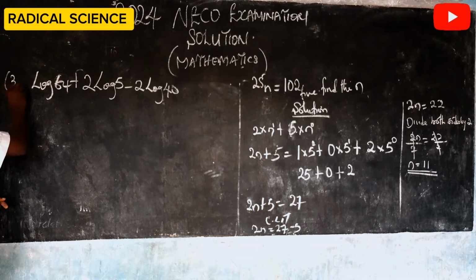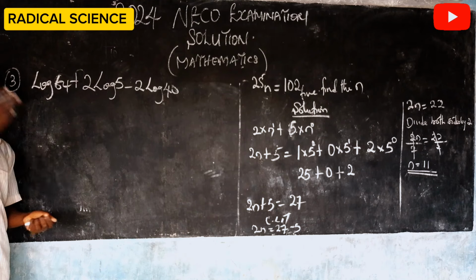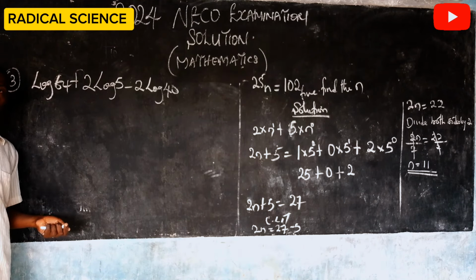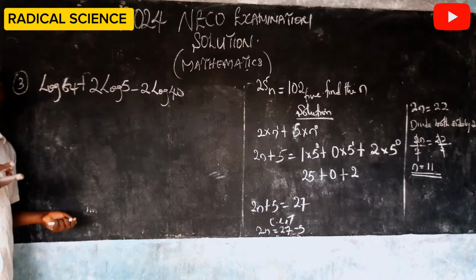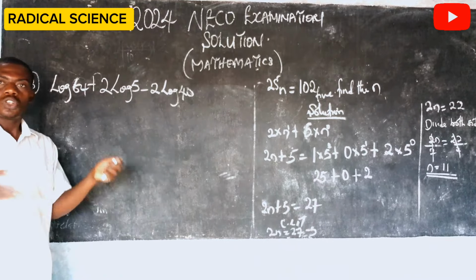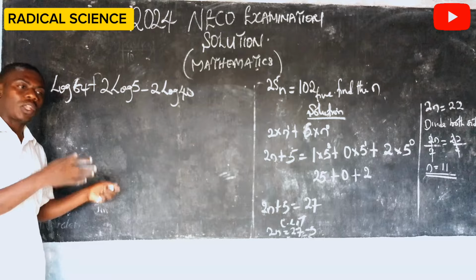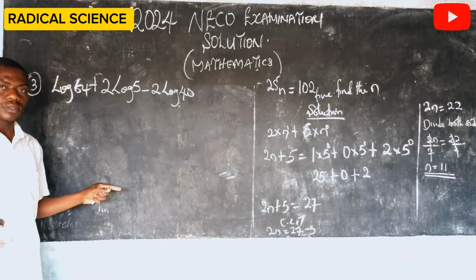Okay, the third one is log. You know, we have log 1, log 2, and log 3. Log 1, we normally use our log table. Log 2, we normally use our log table. But this one is without tables.